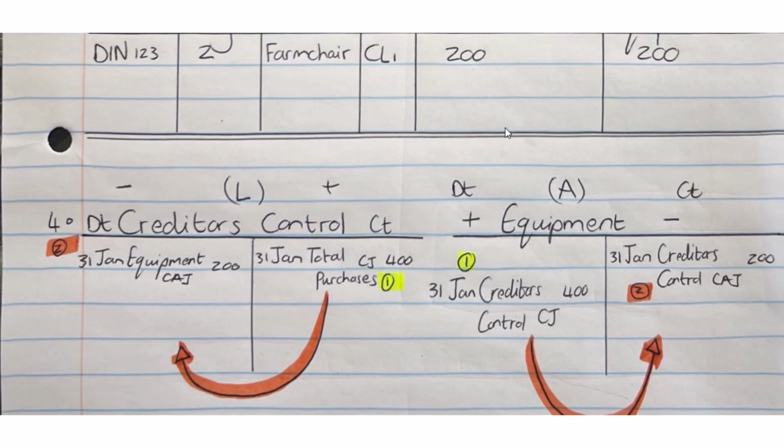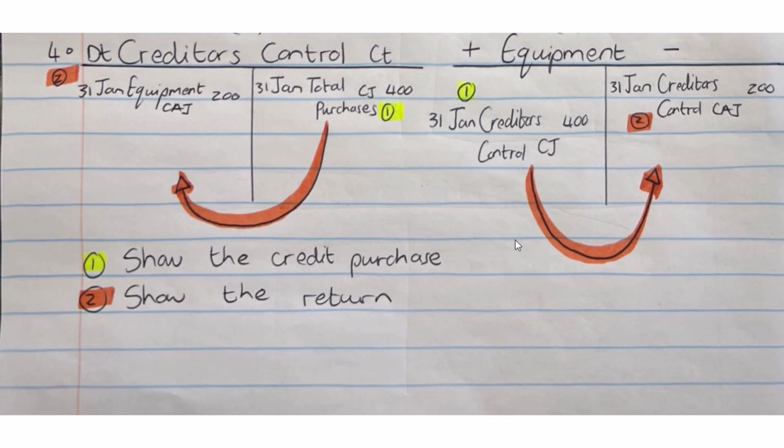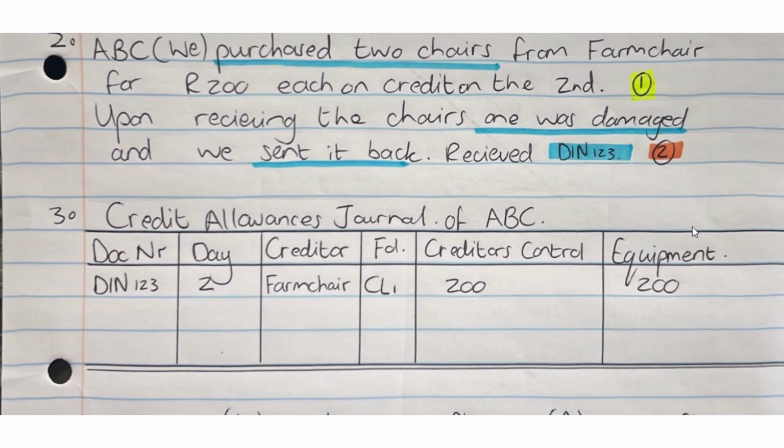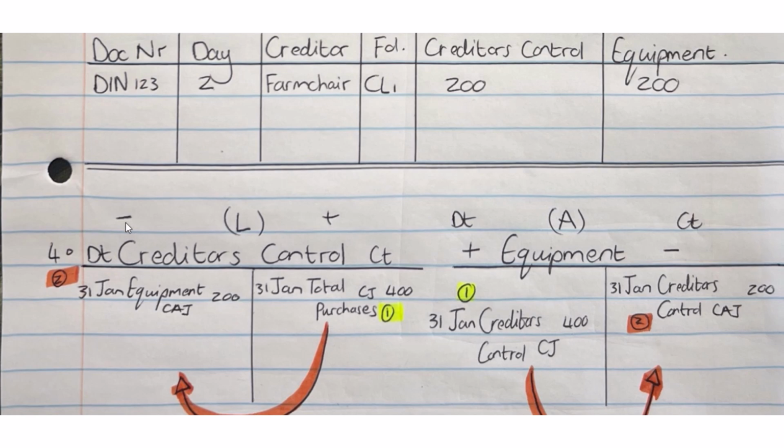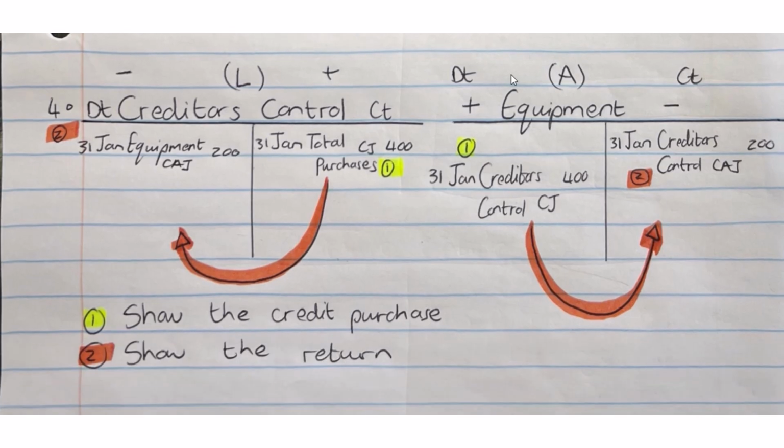Right. So now our next part is to see what effect this new credit allowance or credit purchase return has on our general ledger. If we take into account the two accounts that we were dealing with in our example, which were creditors control and equipment, if you can refer to your two columns, creditors control and equipment, then you would see that creditors control is a liability, right? So my signs are minus plus, and equipment is an asset, and therefore my signs are plus minus.